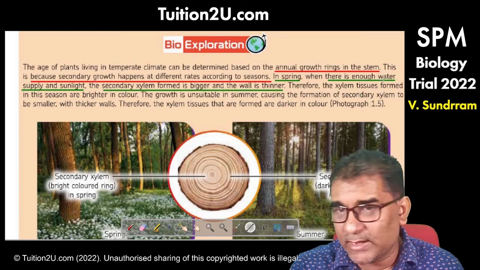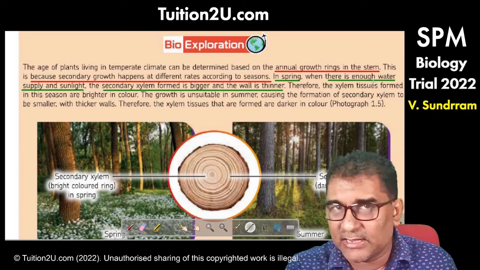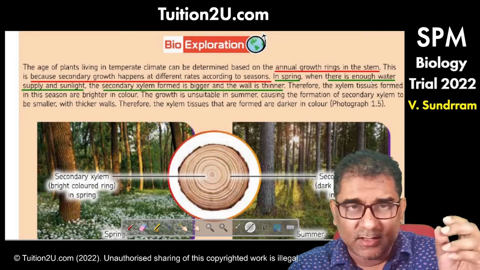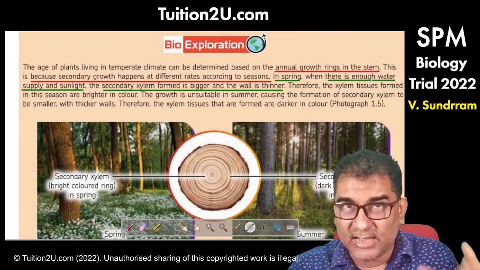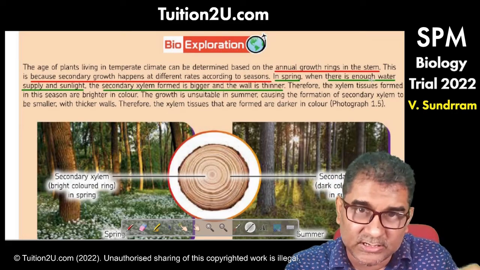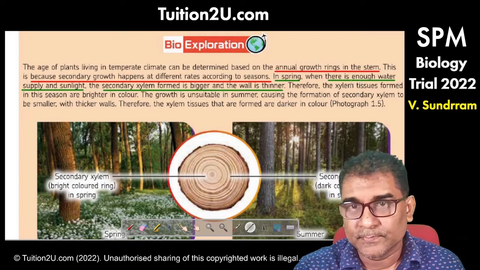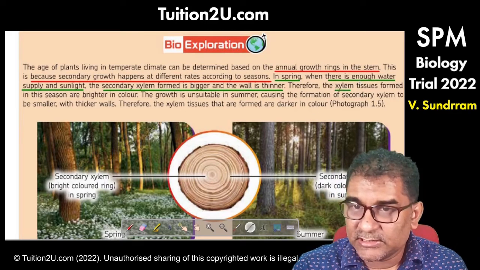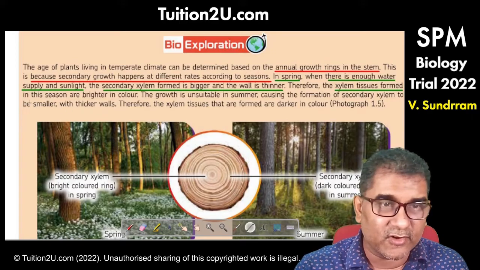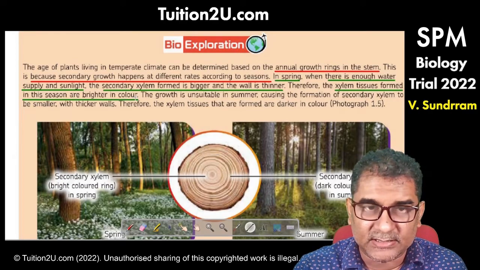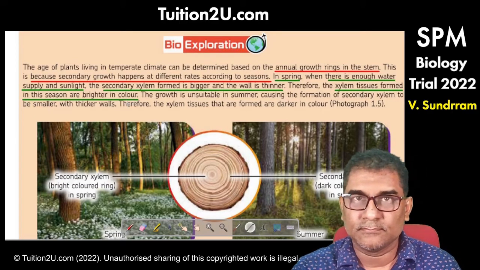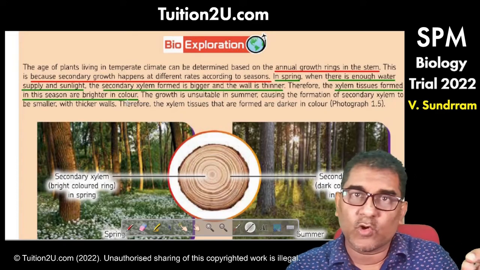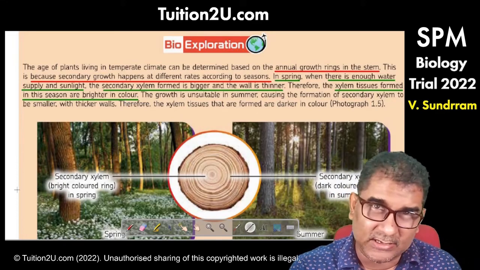If you want, you can add in enough water supply, enough sunlight. We put it in the answer. The secondary xylem is larger, bigger, because it's bigger, the wall is thinner. That means the xylem tissue that is formed in this season is brighter in color. Because the wall is thinner, it's brighter in color.